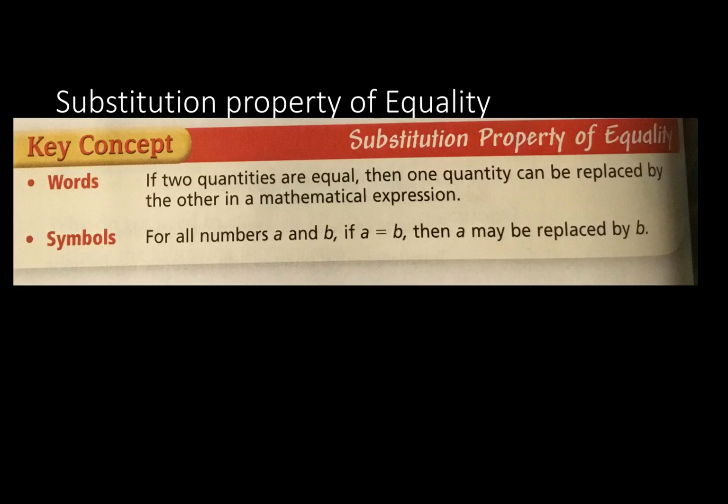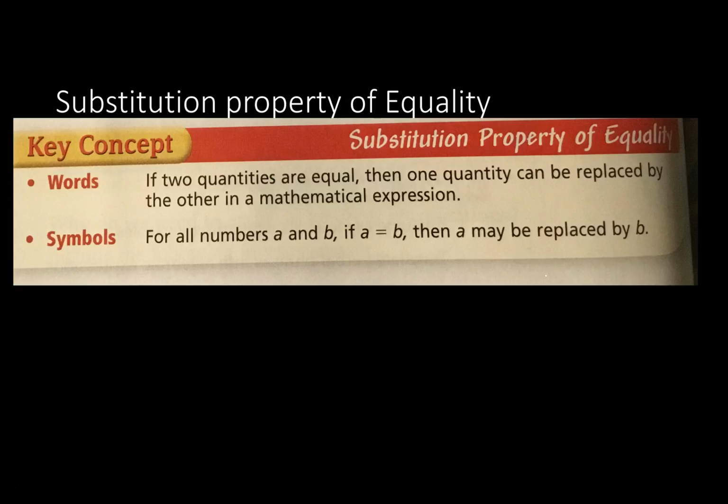Okay, so a big concept that you're going to use all through algebra. For the next 4 years of your life, you're going to see this a lot. The substitution property of equality: if two quantities are equal, then one quantity can be replaced by the other in a mathematical expression. Okay, that's a lot of wordiness. What that means is, for all numbers a and b, if we say a equals b, then a may replace b.